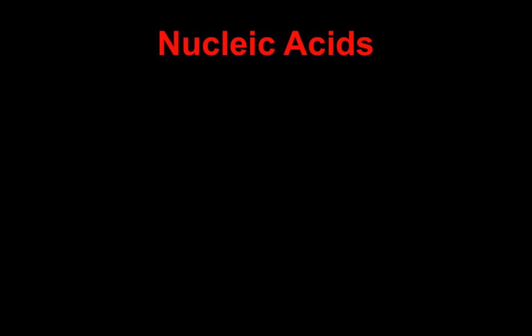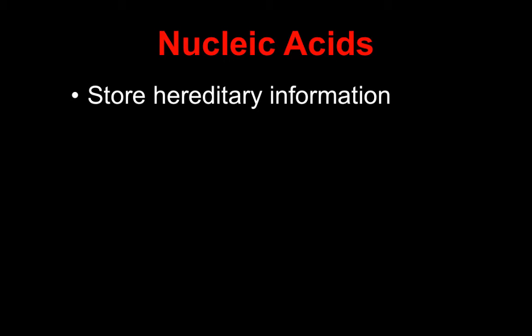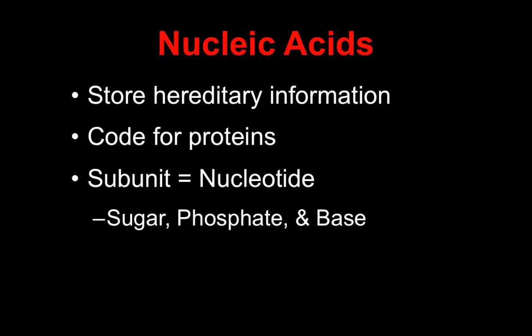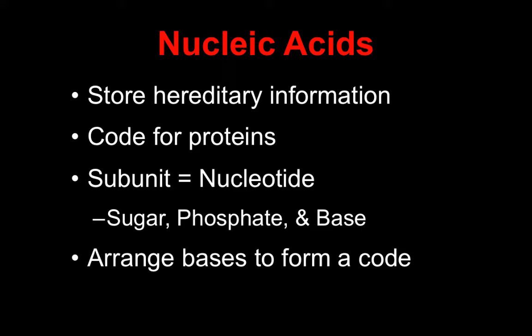All right, nucleic acids are used to store hereditary information, and their main purpose is to code for proteins. The monomer for nucleic acid is a nucleotide, which has 3 parts: a sugar, a phosphate, and a base. There are 5 different bases. We'll talk about those more later. And nucleic acids are able to store information by arranging these bases in a specific order that acts like a code. The 2 main examples of nucleic acids are DNA, which stores all the genetic information in a cell and is found in the nucleus of eukaryotes, and RNA, which helps DNA code for proteins. Again, we will get into detail on all of this later in the class.